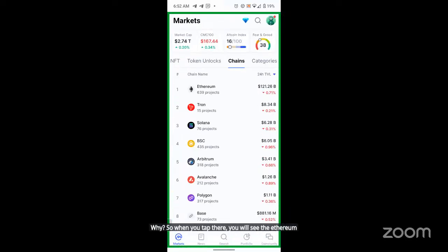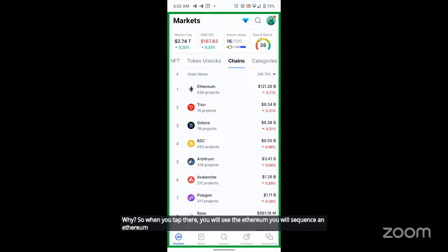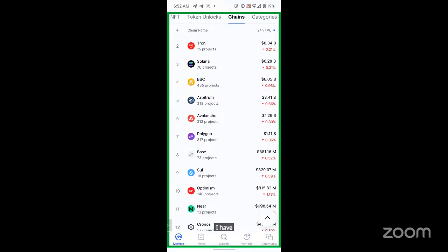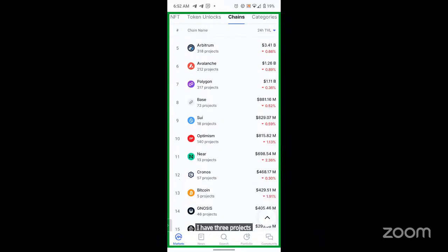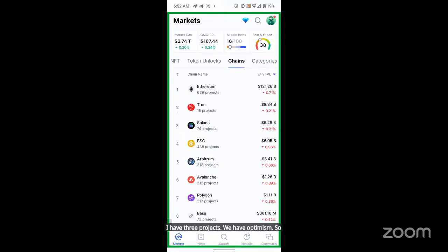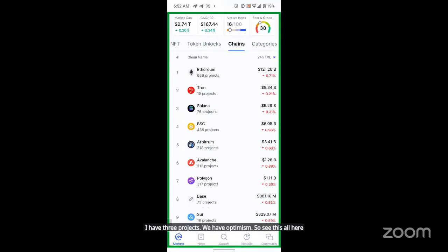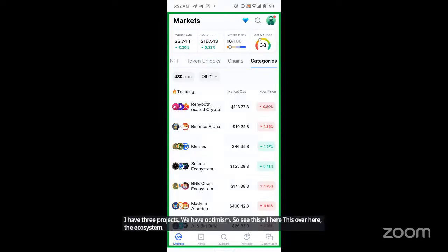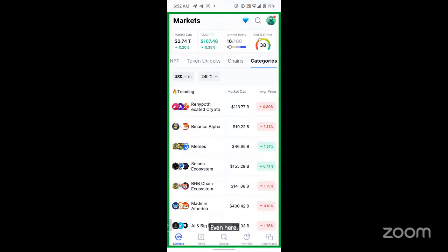You will see coins on Ethereum. You tap on Tron, you will see them. Solana, you see them. Arbitrum, you will see them. Avalanche, you will see them. Polygon projects, you will see them. Base 73. I have 3 projects. We have Optimism. So these all here are the ecosystem. Even here you can get the coin categories.